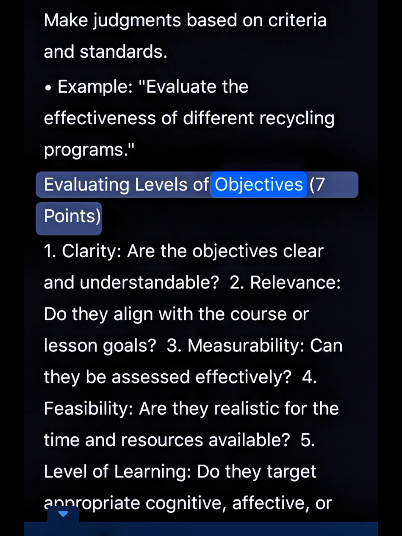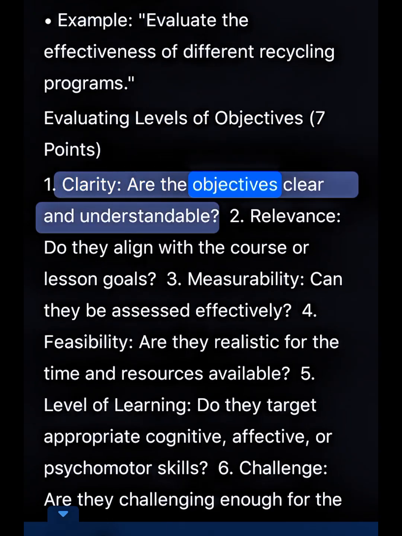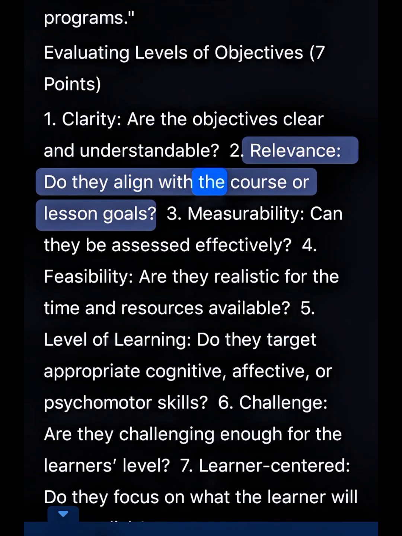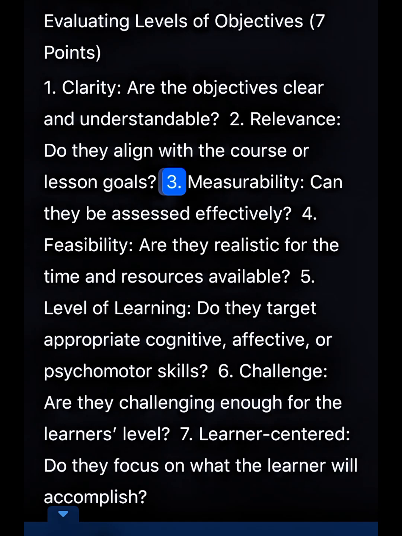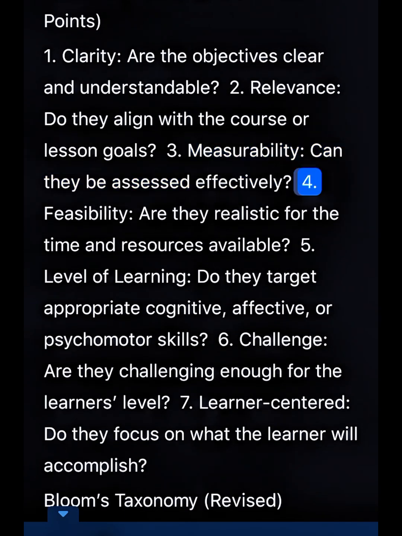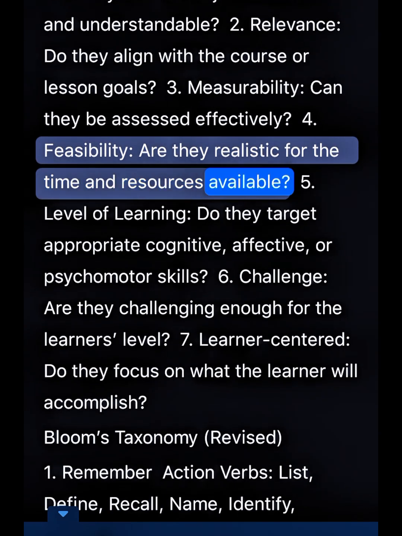Evaluating levels of objectives, 7 points. 1. Clarity, are the objectives clear and understandable? 2. Relevance, do they align with the course or lesson goals? 3. Measurability, can they be assessed effectively? 4. Feasibility, are they realistic for the time and resources available?